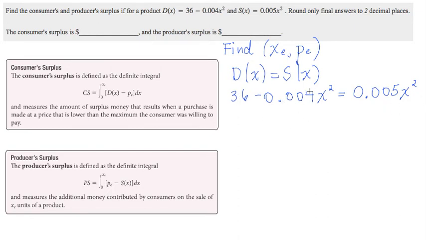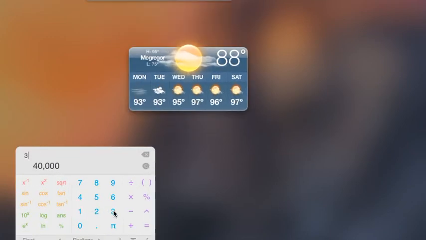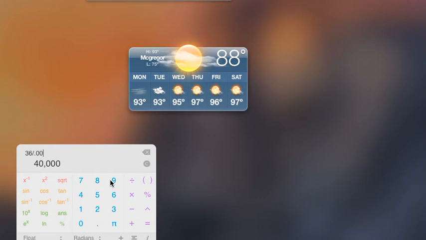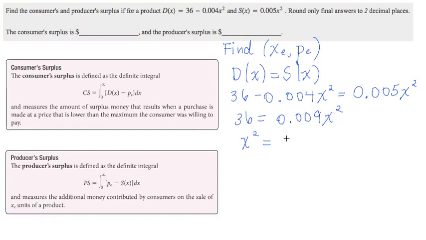So I'm going to add 0.004 X squared to both sides. Basically, I'm moving this term to the right. So we can do 0.005 plus 0.004. That gives us 0.009 X squared. Now isolate the X squared by dividing both sides by 0.009. So 36 divided by 0.009 is 4,000. So X squared is 4,000.